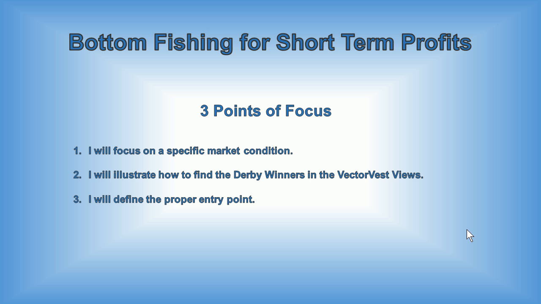I'll focus on three main points. First, we'll look at a specific market condition. Next, we'll illustrate how to find those Derby winners in the VectorVest views. And then we'll take a look at and define the proper entry point.